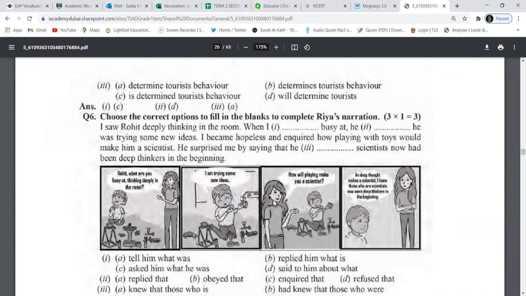With what are you busy in finding? I'm trying some new ideas. How will you play make you a scientist? How will playing make you a scientist? One day to make a scientist. I know those were the scientists are. I am, it's just the beginning.